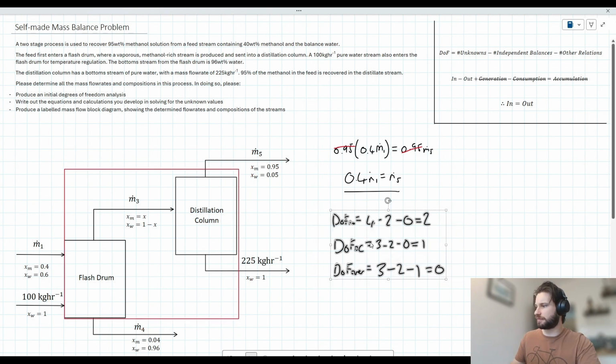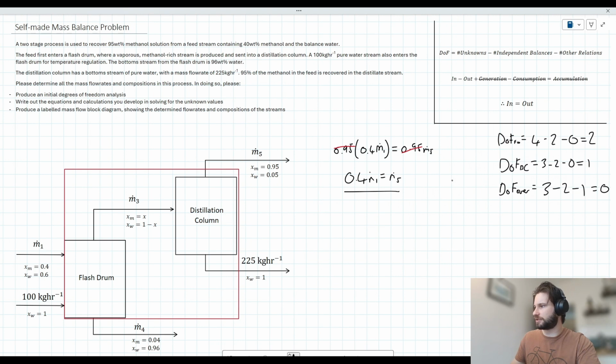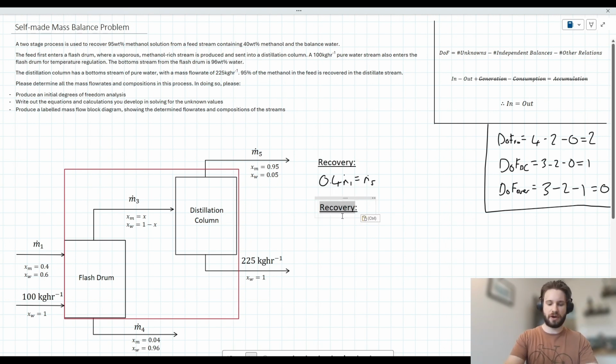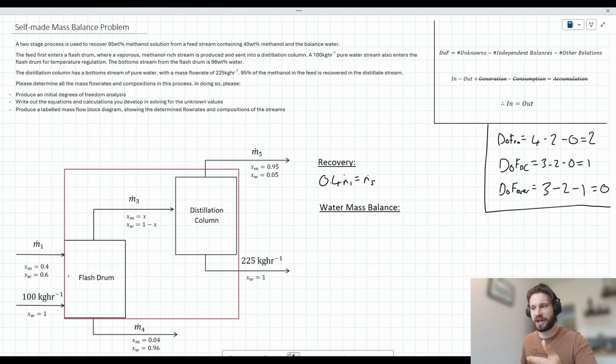Let's move our degrees of freedom analysis over into the top right corner here, just so that it's out of the way. And let's take this equation that we established earlier, this 0.4 M1 equals M5 idea. Let's call it our recovery equation. Now let's move on to doing a mass balance on the water. We want to consider water that is entering our system, and that is equal to the water leaving our system. How can we describe the water entering our system? Well, we've got 60% of M1, and we've got this pure 100 kilos an hour water stream here. So let's go ahead and add that in.